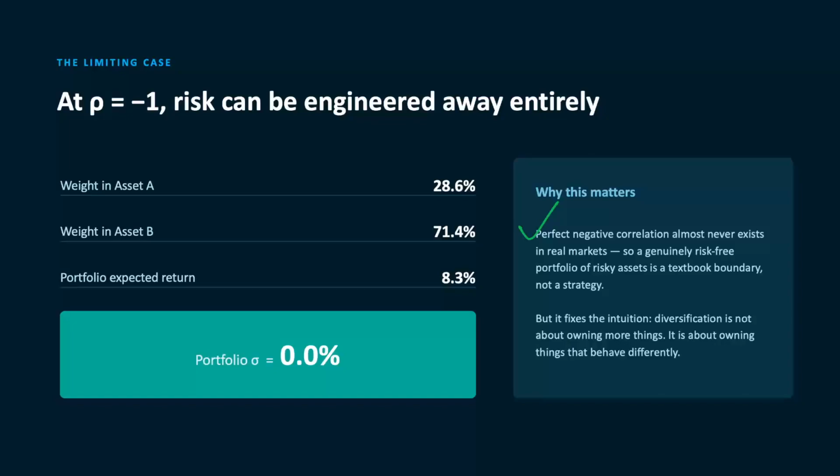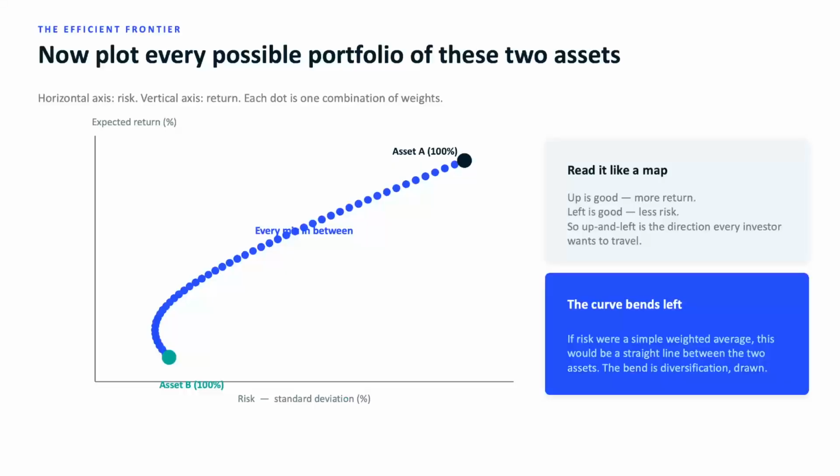Second, and this is why it is worth the 2 minutes, it fixes your intuition permanently. Diversification is not about owning more things. You can own 50 stocks that all crash together and you have diversified nothing. Diversification is about owning things that behave differently, and behavior is exactly what we're looking at. Now, the risk-return space.